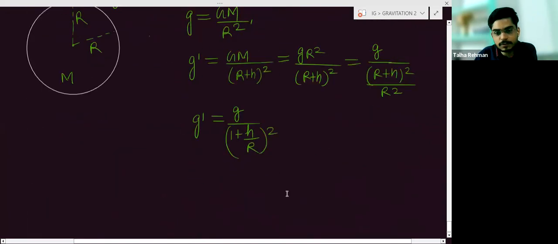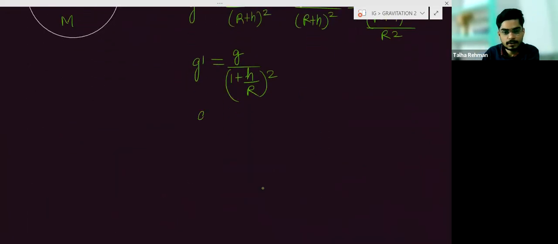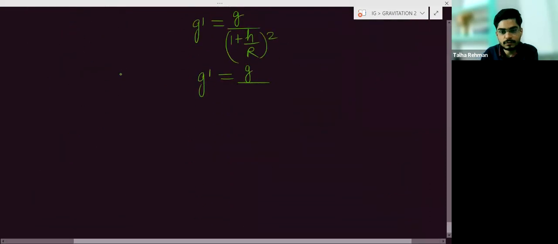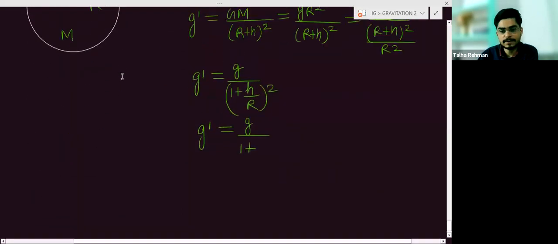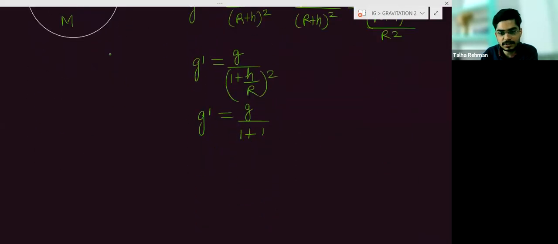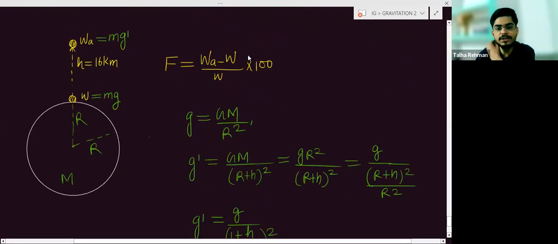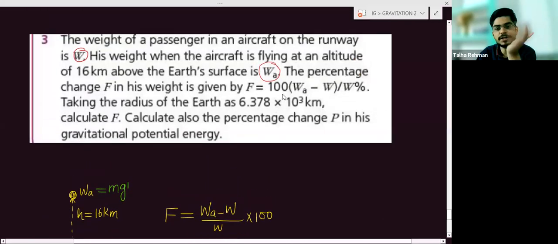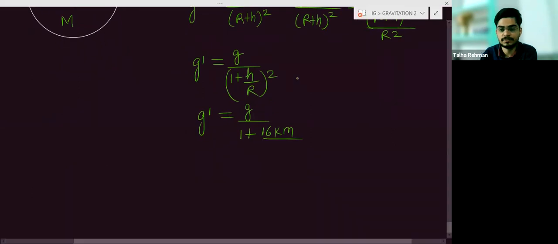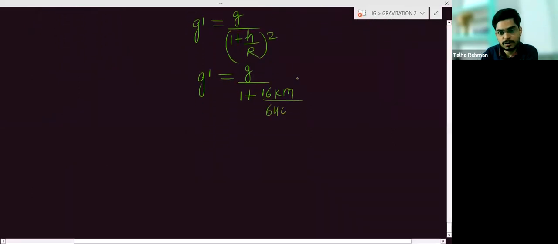So finally you will get this formula. Now you can apply this formula. g dash is equal to g divided by (1 plus h by R). We are calculating the g dash value here. What is the height? Height is 16 kilometer. And what is the radius of the Earth? Radius of the Earth is not given. Basically, the radius of the Earth is 6400 kilometer.